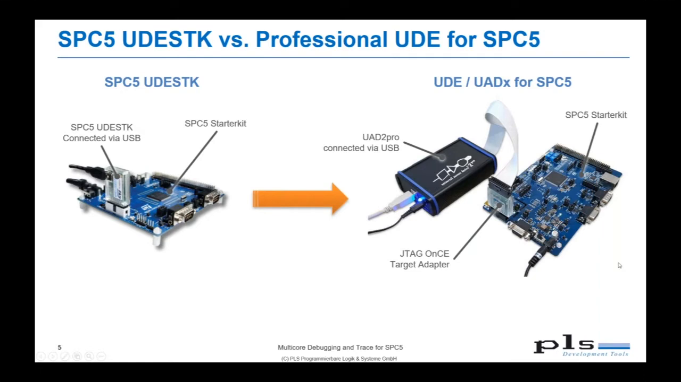On the right side, you see an example of what it looks like in the professional UDE version. Here we have our Universal Access Device, one example of them, which is also connected using USB, or for other devices using Ethernet, to your PC where the UDE is running. And then we have a target specific adapter, which is connected to the OnCE JTAG connector of the evaluation board from ST, or to your custom specific hardware. So there are no limitations on the target system in this case.